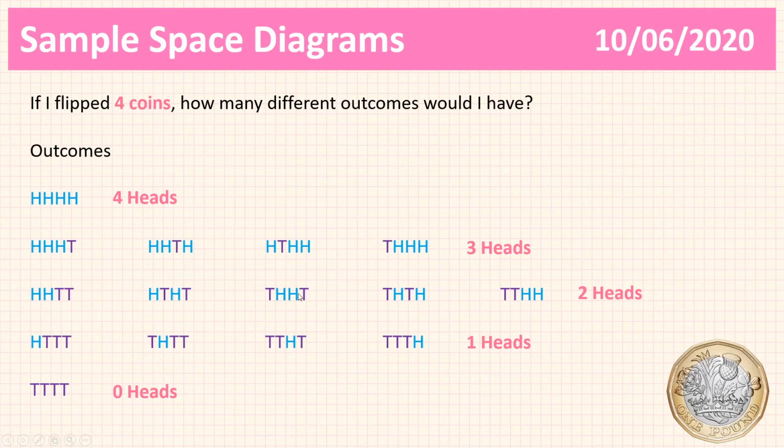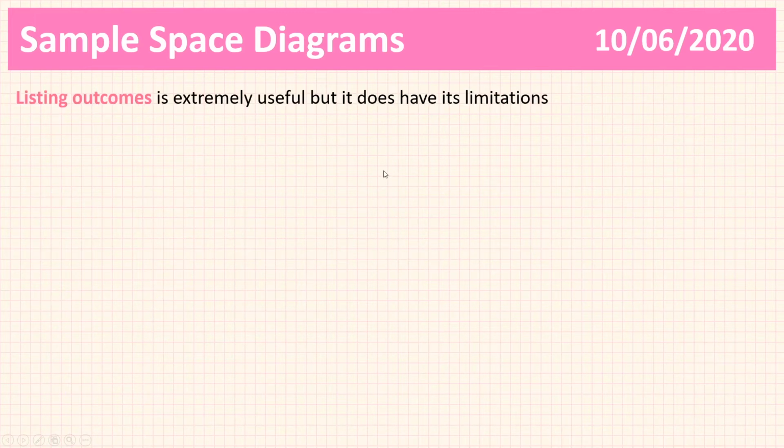What if I had 4 coins? What if I had 50 coins? It becomes more difficult. And there are some limitations to listing outcomes when it becomes very difficult.